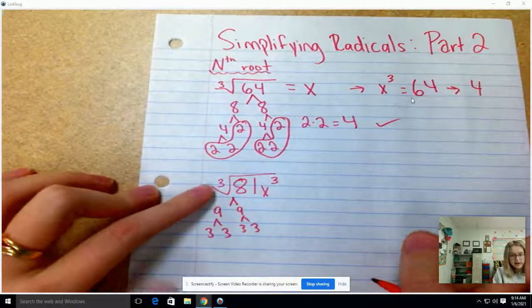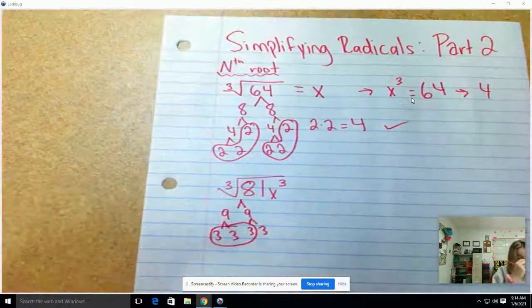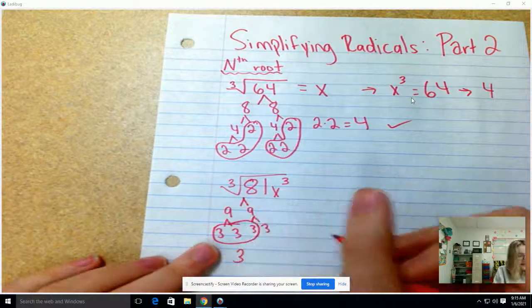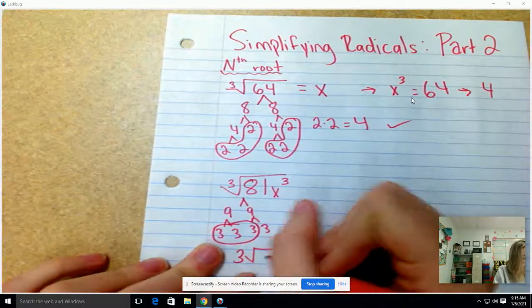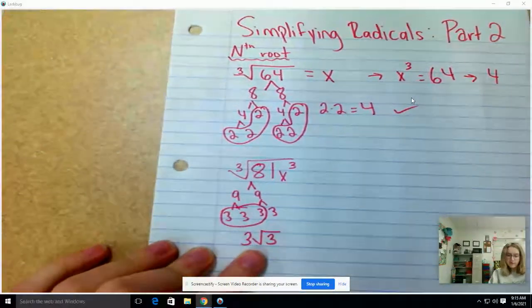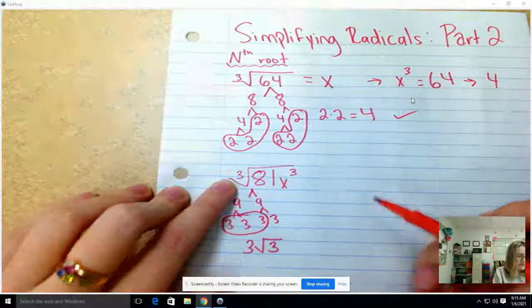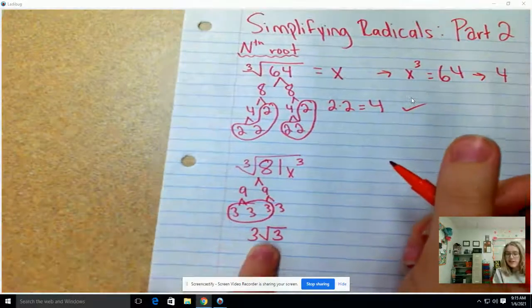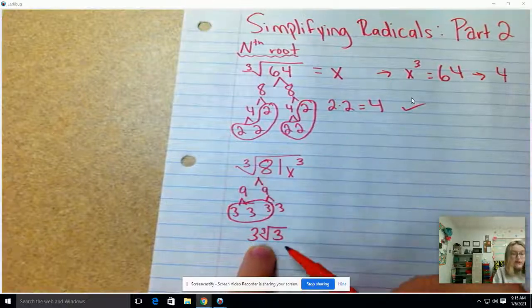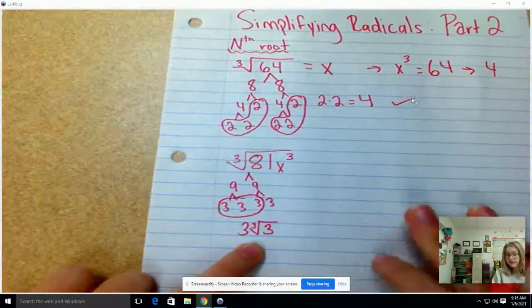Again, our index is 3, so we're going to have a group of 3 with 1 left over. What's in the group goes on the outside, and what's left over goes on the inside. So we have 3 radical 3, but remember, it's not a plain radical. This is a good example, see, I almost messed that up. It's going to be cubed radical 3. So don't forget, whatever your index is, you need to write that back down in your answer.